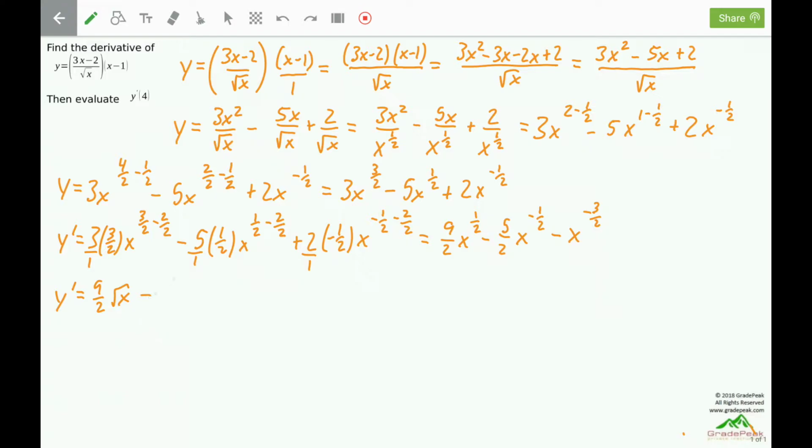We have a minus 5 over 2. Let's move that negative 1 half to the denominator and call it positive 1 half. And then we have a minus, we'll leave a 1 behind, we'll move that x to the negative 3 halves to the denominator, call it x to the positive 3 halves. So we have 9 halves square root of x minus 5 over 2. X to the 1 half, again, is the square root of x to the first power, so square root of x.